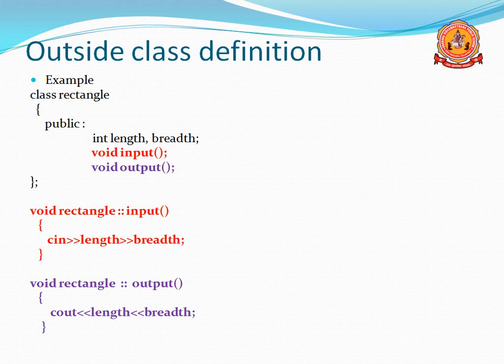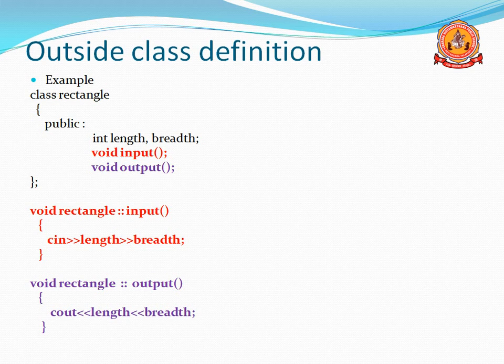We are going to write the function definition outside the class definition. The class definition is closed with the semicolon. Then later, void, same thing, rectangle, scope operator, input. The rectangle is known as the identity label because it is a class name. The function belongs to the rectangle class. The function input belongs to the rectangle class, that is the identity label.